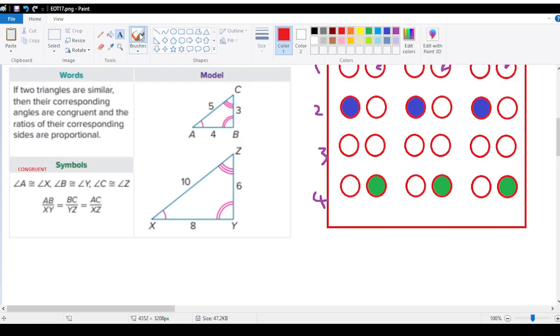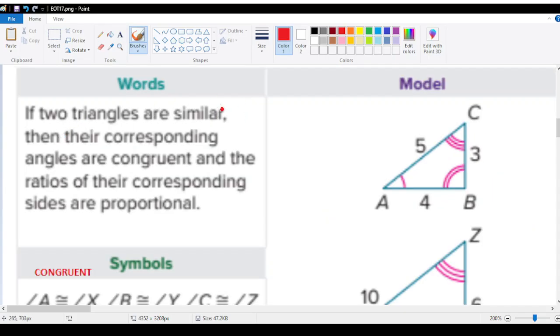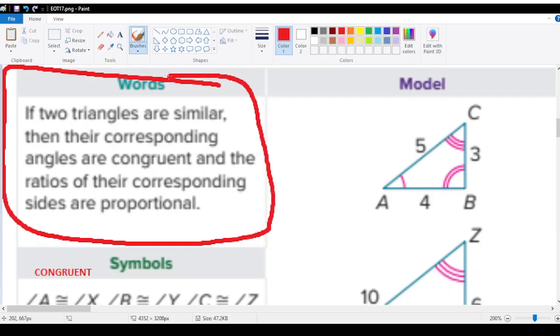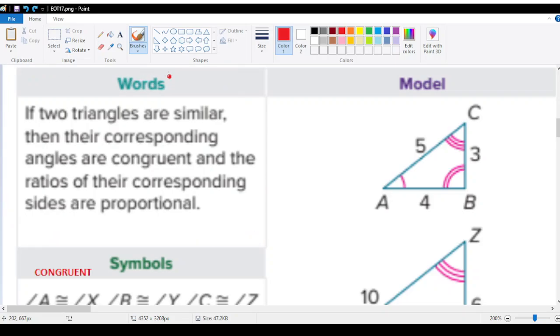Now, we also have, can you read that in words? Two triangles are similar when their corresponding angles are congruent and the ratios of their corresponding sides are proportional. Okay, now we know the meaning of the first part of this theorem: their corresponding angles are congruent. Now let's talk about the second part. The ratio of their corresponding sides are proportional. What's the meaning of that?